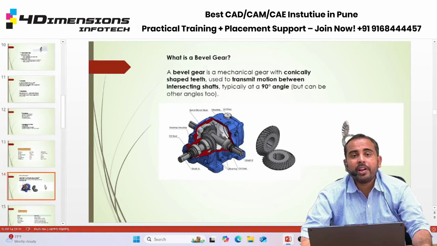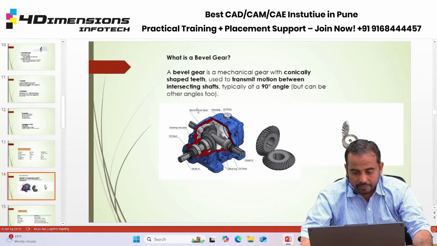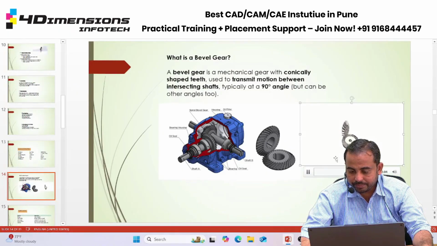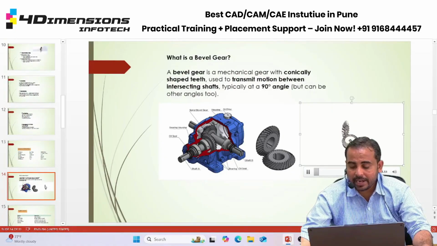Now the next type of gear we are going to see here is the bevel gear. We can see the image given of the motor in which the arrangement of this bevel gear is shown with the shaft. You can see the animation also here. Both the bevel gears are arranged at 90 degrees to each other.